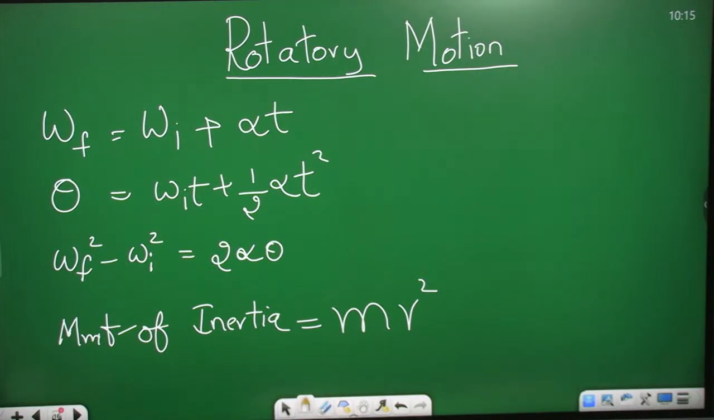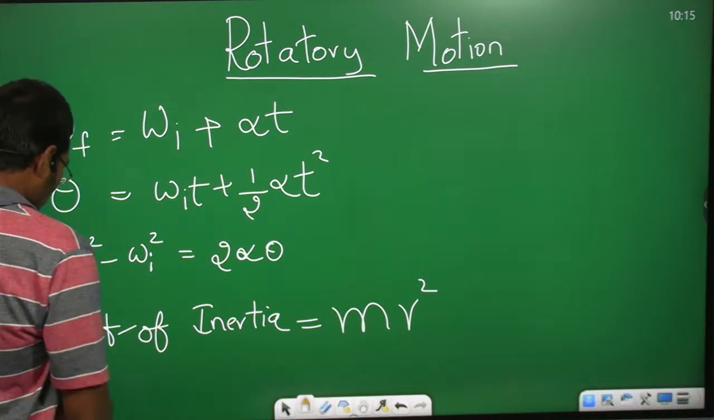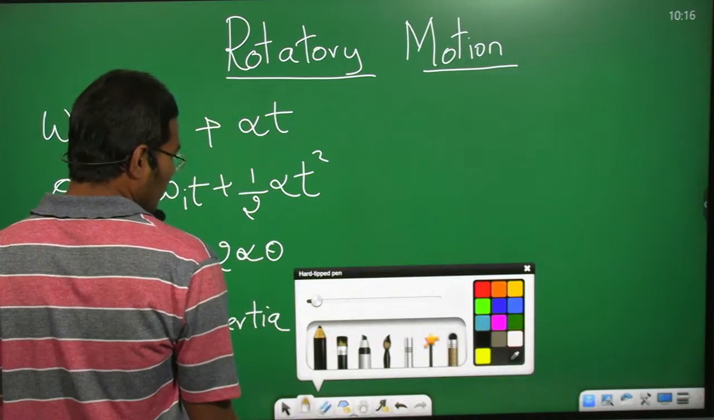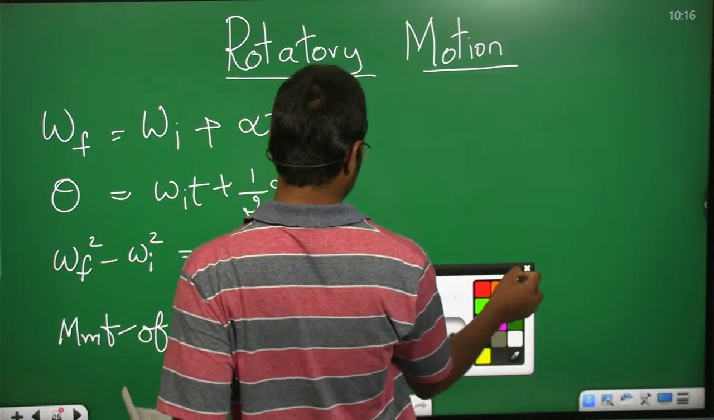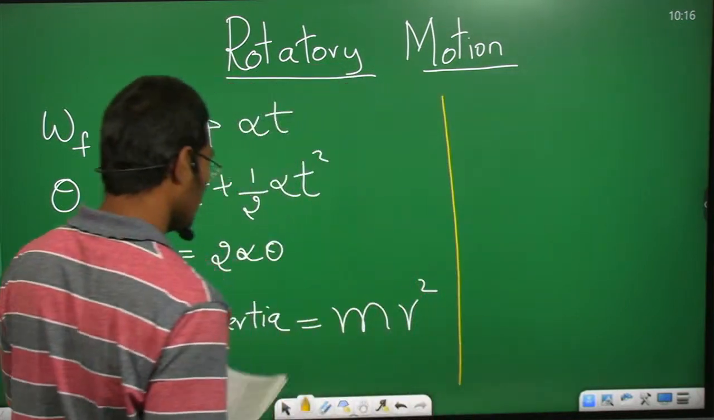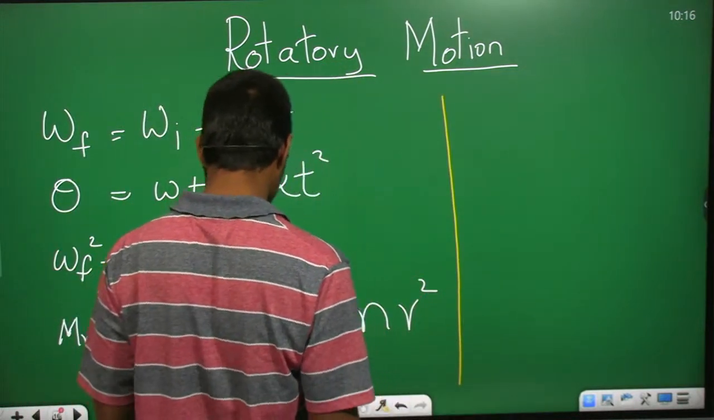Angular displacement. So aren't these formulas similar to kinematics of linear motion? V is equal to U plus AT, S is equal to UT plus half AT square, V square minus U square is equal to 2AS. So this is in rotatory motion, that is in linear motion. That's the only difference. So now let us try to look at the moment of inertia of different bodies. Yeah, it depends on dimensions, mass, whatnot, everything.